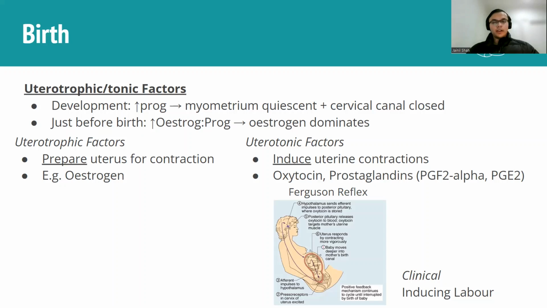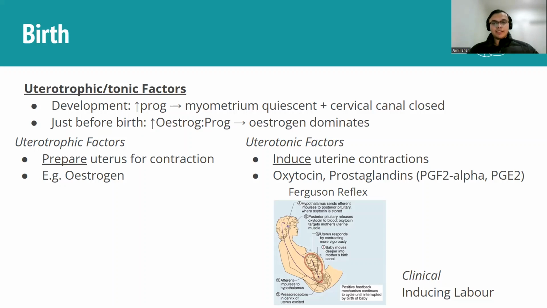So they work in a variety of different ways to cause the uterine contractions. But another important thing to also be aware of is the Ferguson reflex. That's a positive feedback loop where the baby moves further inferiorly into the birth canal during the birthing process, and in doing so, it presses on mechanical pressure receptors in the cervix.